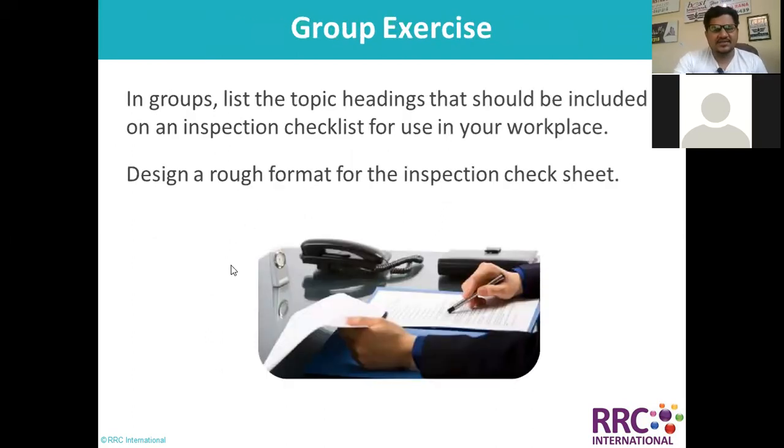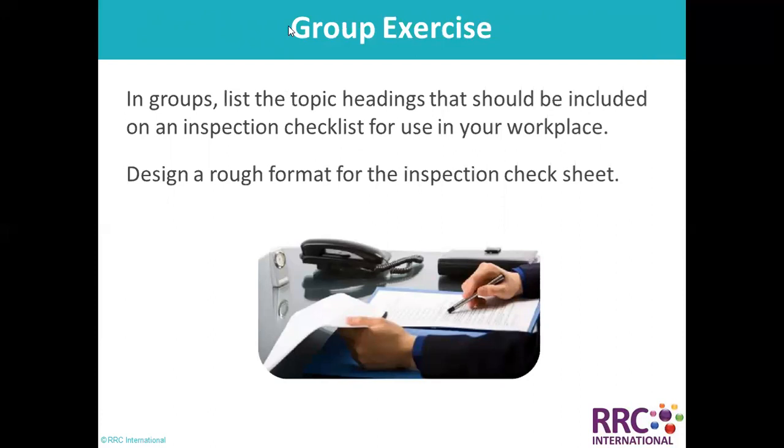Now you have a group exercise. List the topic headings that should be included in an inspection checklist for use in your workplace. Design a rough format for the inspection check sheet. So what you can do is just highlight in the chat box the inspection points. For a confined space, let's select the restricted areas. One example only. Consider it's a confined space.